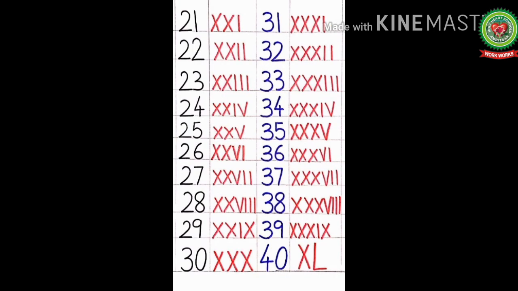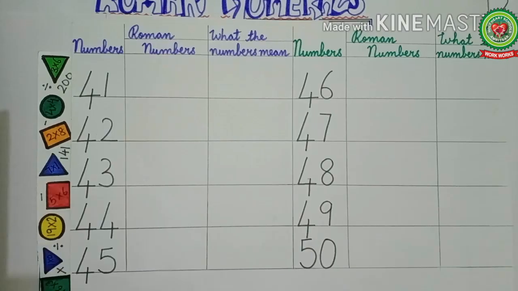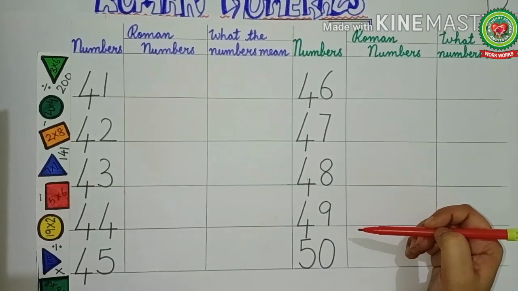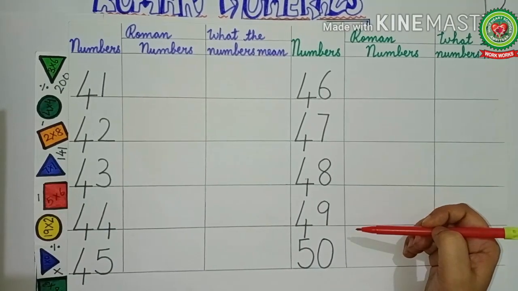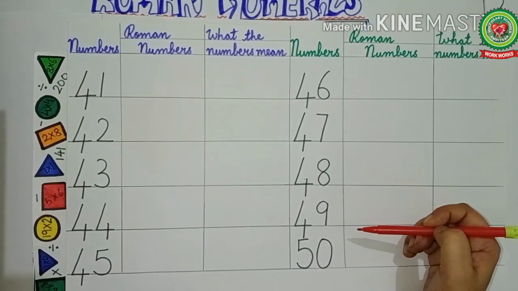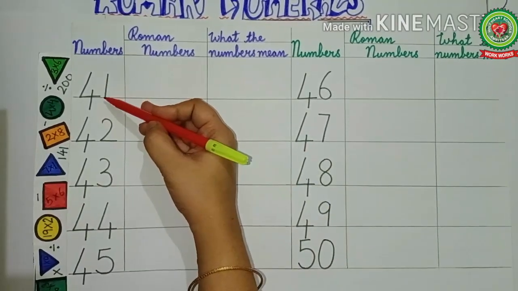Then we have learned how to write the Roman numbers from 21 till 40. Let us now learn how to write the Roman numbers from 41 till 50. Now we know how to write 40. We have seen in the last video 40 means XL, that is 50 minus 10. Now what is the meaning of 41?